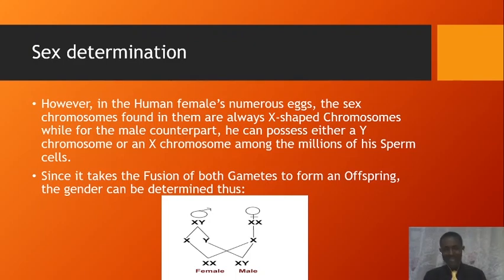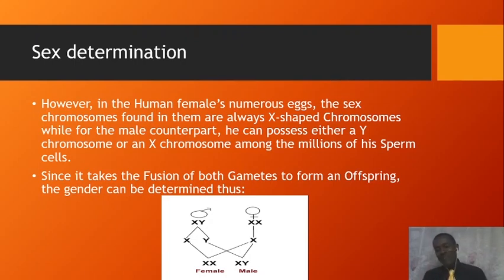Let me repeat myself so that you get it very well. Out of all those hundreds of millions of spermatozoans, you can either have an X sex chromosome or a Y shaped sex chromosome. What does that tell you? That the man is the person that determines the gender of a child, whether it will be a female gender or whether it's going to be a male gender.